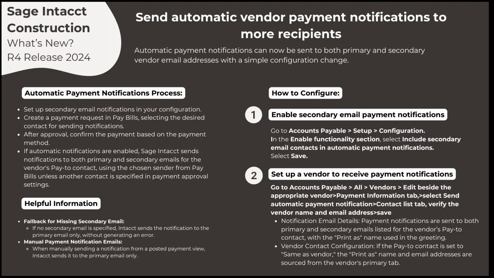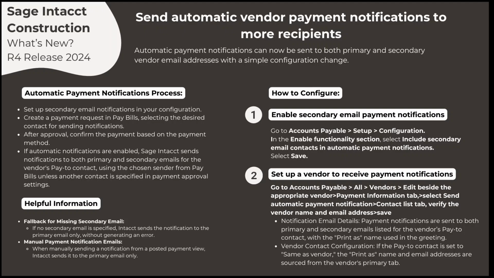So the payment notification process, you're going to set up the secondary email notifications in your configuration, like I'm going to show you. Then you're going to create a payment request in bills, setting the desired contact for notifications. After approval, you're going to confirm the payment based on the payment method. Then if automatic notifications are enabled, Intacct will send notifications to both primary and secondary emails for the vendor's pay to contact using the chosen sender from pay bills unless another contact is specified in the payment approval settings.